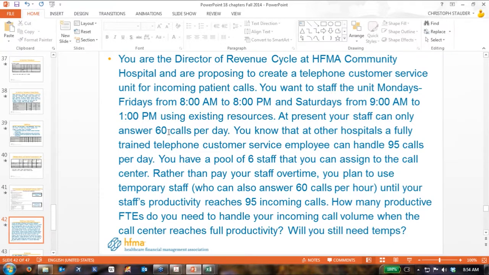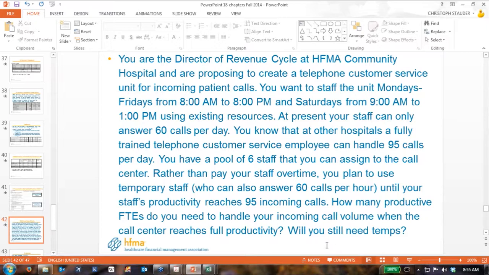And you also know that your existing staff can only handle a limited number of calls. You know that best practices are 95 calls a day. And you know that with some training, you're going to get them to 95 calls a day. So you have 6 staff available, and rather than pay staff overtime, you're going to use a temporary staff. They are also only able to handle 60 calls per day, sorry, this should say per day, until the productivity reaches 95 calls. And so how many FTEs do you need to do this?